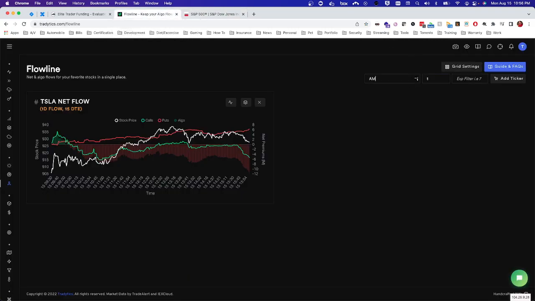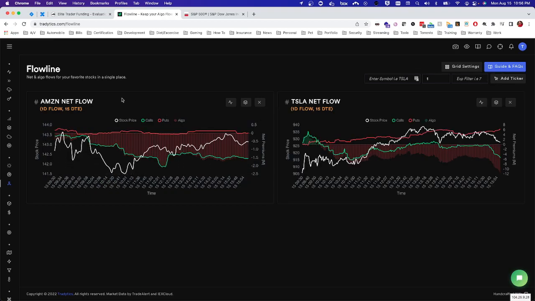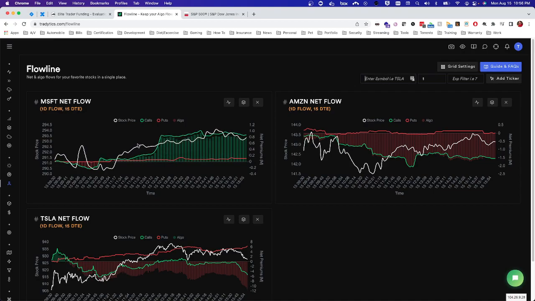So let's add in Amazon, and we'll do the same thing. 1 day cumulative, 15 days till expiration. Again, if you're not familiar with what I'm putting in here, definitely check out my market net flow guide because I cover all of this stuff. Next, we'll add in Microsoft, and we'll do the same thing. And then you can see Microsoft was bearish.